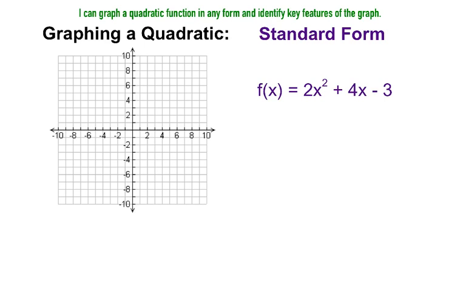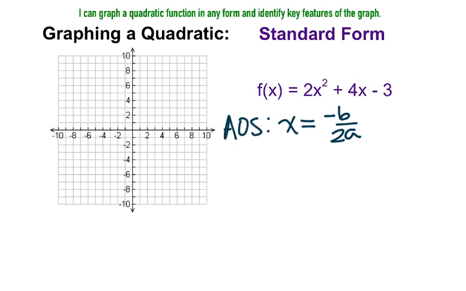The most important point on any quadratic's graph is its vertex. This is our turning point, so this is where our graph changes directions. Without that, we don't really get a parabola shape. We would just get a piece of it. So in standard form, the way that we find our vertex is we start by finding the axis of symmetry using this formula: x equals the opposite of b divided by 2a.